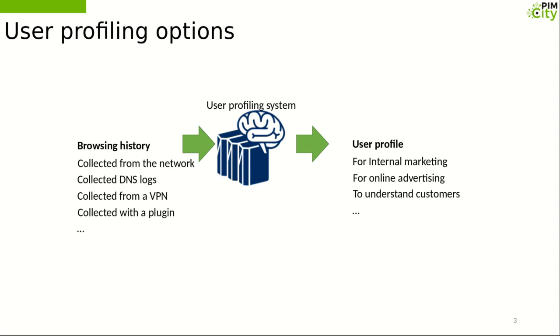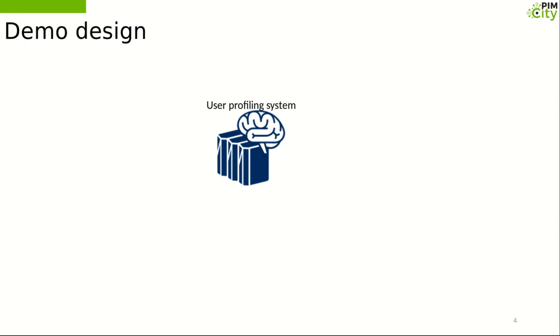For this demo, we have simplified this schema and have our user profiling system. We use as input a traffic simulator, and this traffic simulator is replaying real anonymized traces coming from real users in different regions. And then we have developed a graphical user interface so that it's easy to see what the profiles we are creating look like. So following, let's go with the demo.